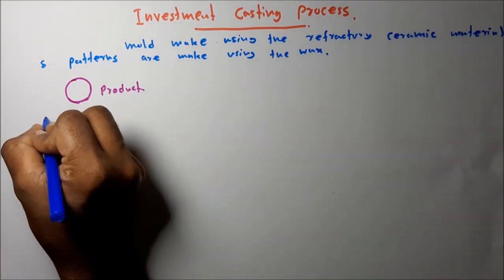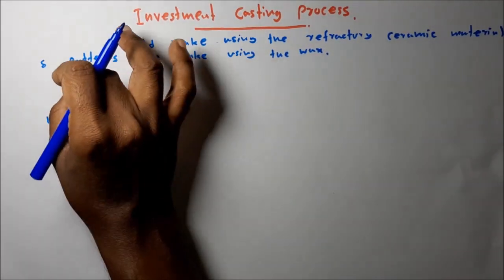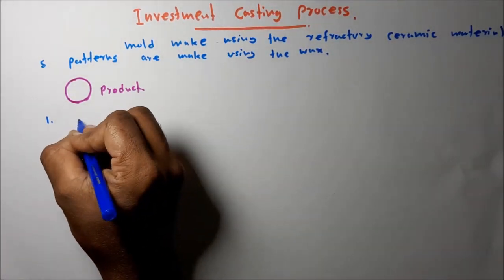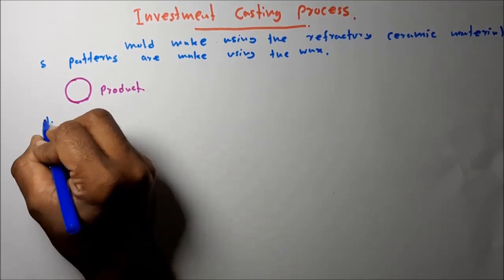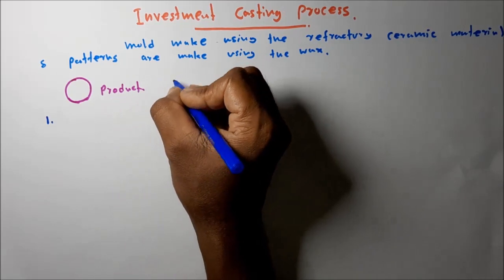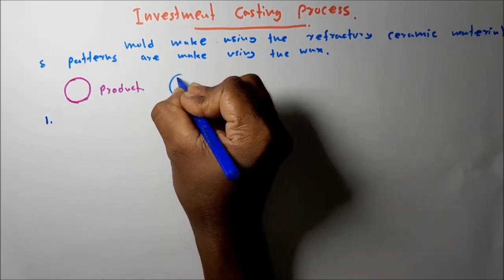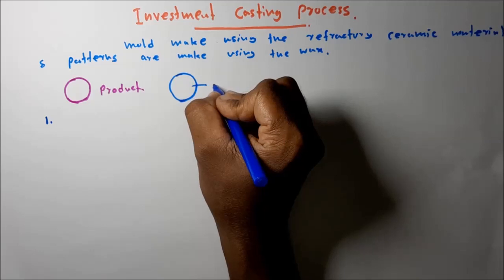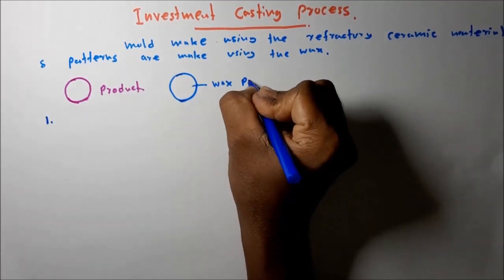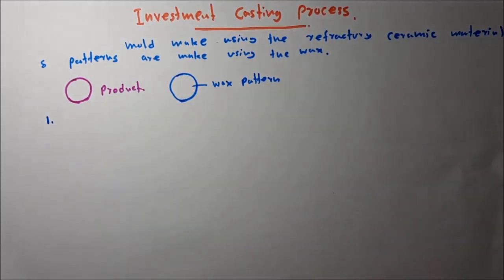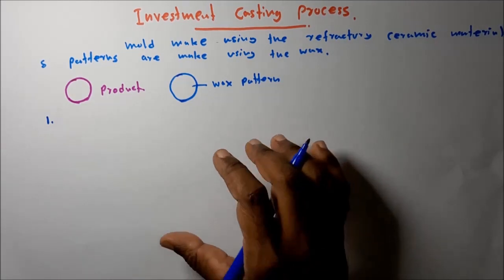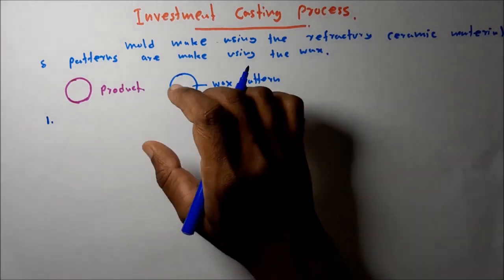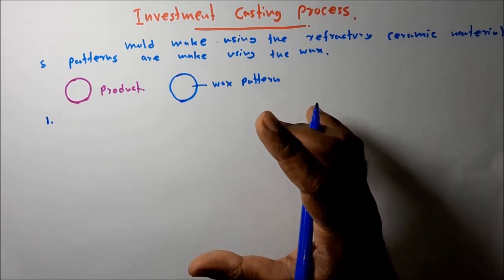Then the first step. What is the first step? This is the product we want. By giving the dimensional accuracy, shrinkage allowances and other allowances, we want to make the wax pattern first. To make this wax pattern, the wax injection molding process is used.